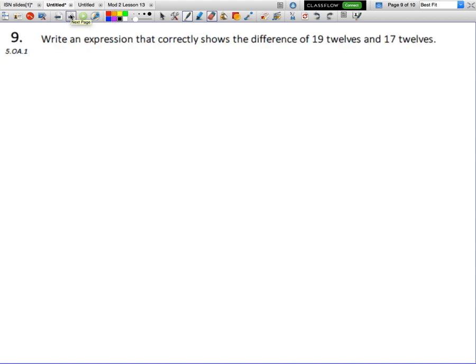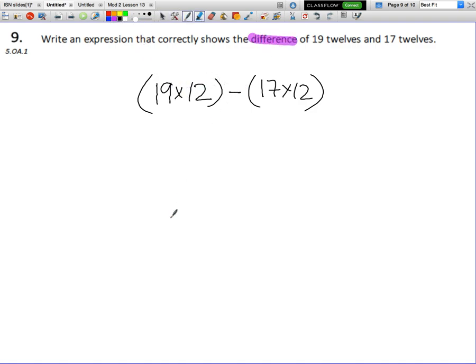All right, number 9, write an expression that correctly shows the difference of 19 12s and 17 12s. So remember, we're in unit form again. This is 19 groups of 12 and 17 groups of 12. So I've got 19 times 12 in parentheses, and I've got 17 times 12 also in parentheses. So we're showing the difference here, and the difference means that we have to subtract. So it's 19 times 12 minus 17 times 12. And we don't have to solve, it just wants an expression.